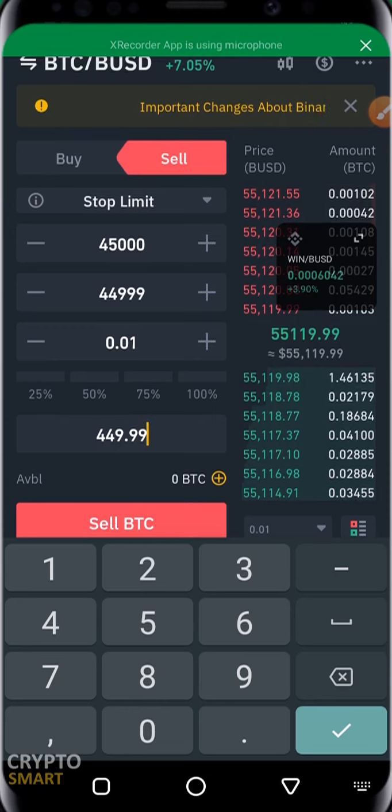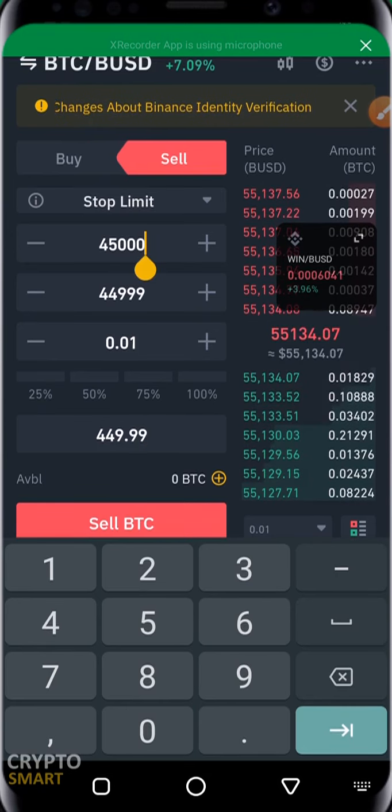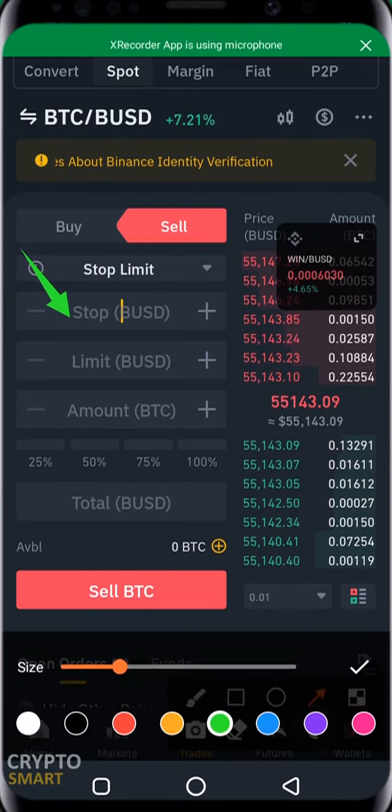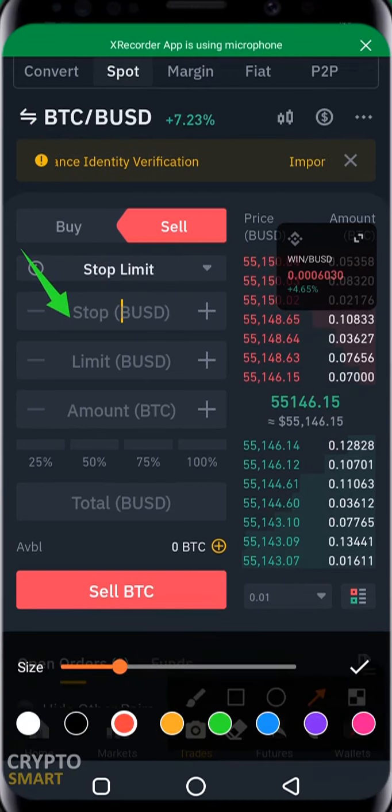So what invariably we are trying to do here is that by definition, this field here, that is the stop, must always be higher than this one. Is that making sense?